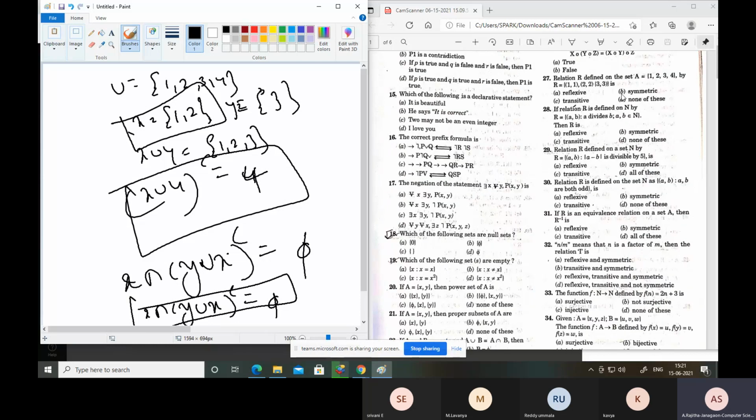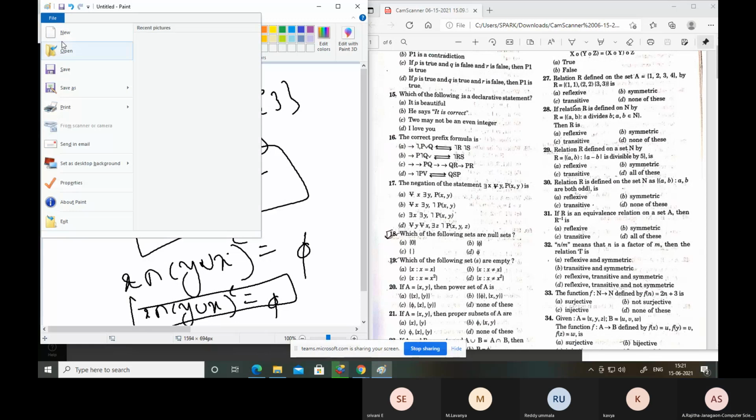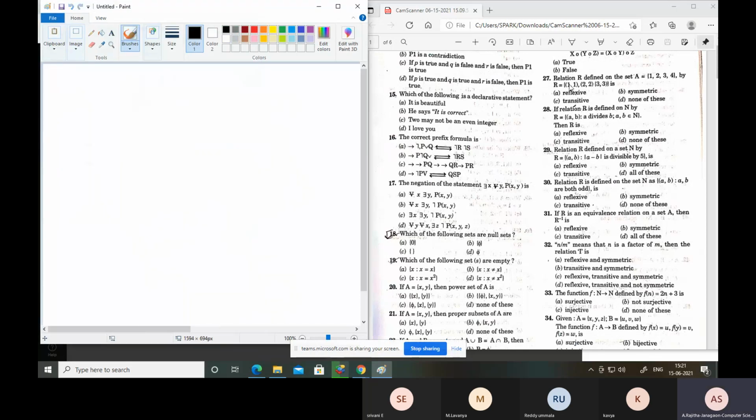27th one. Relation R defined on the set A equals 1, 2, 3, 4. Then y equals this one. So this type of relation R is called what? Here, 27th question, R is which type of relation? So here it is satisfied. It satisfies the reflexive property: 1, 1, 2, 2, 3, 3. 1, 1 is there, 2, 2. That means x equals x, y equals y, z equals z. Sorry, that means x equals x. The reflexive property is satisfied here.